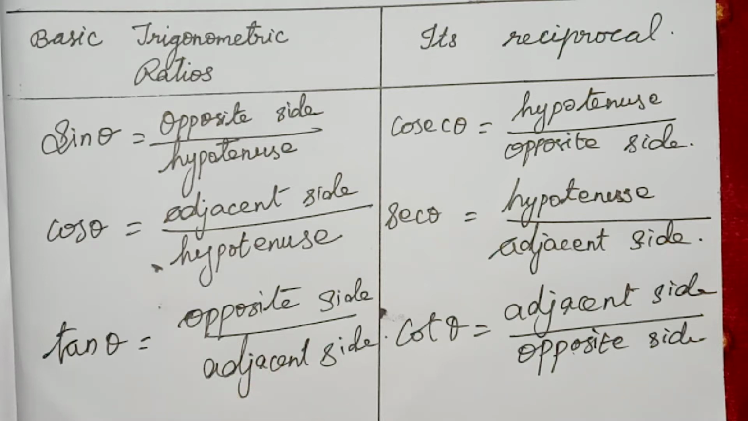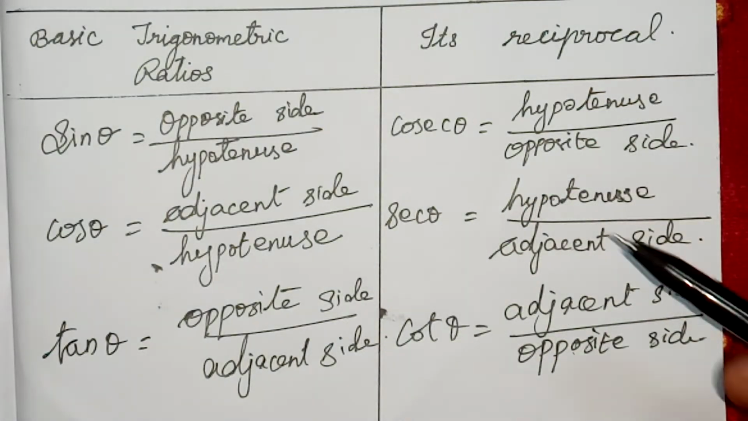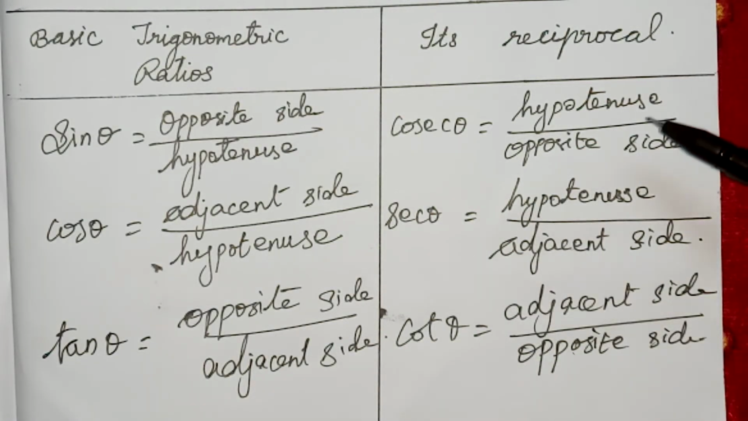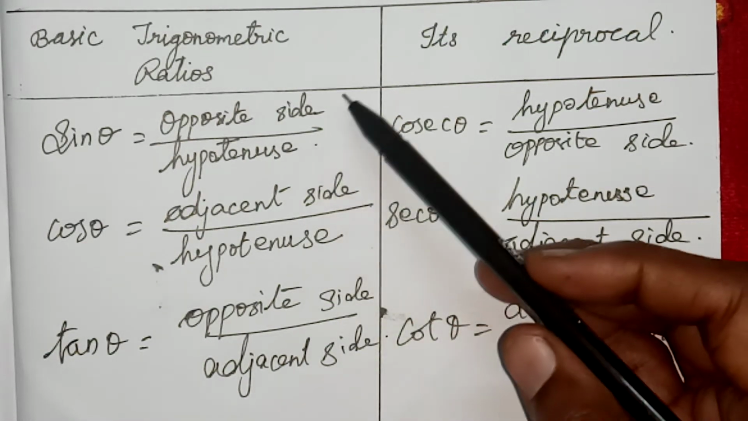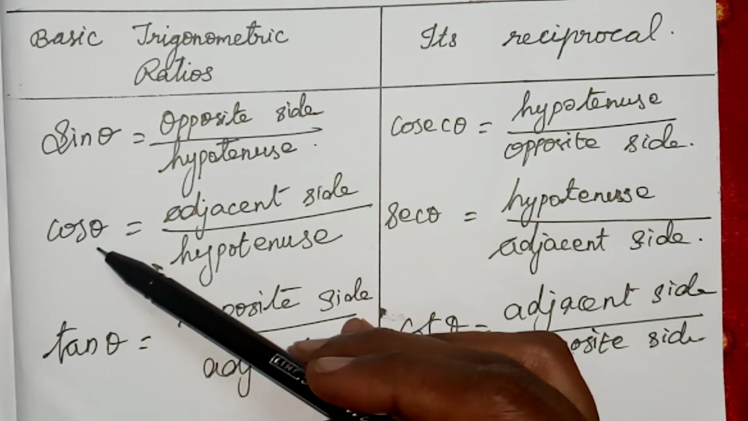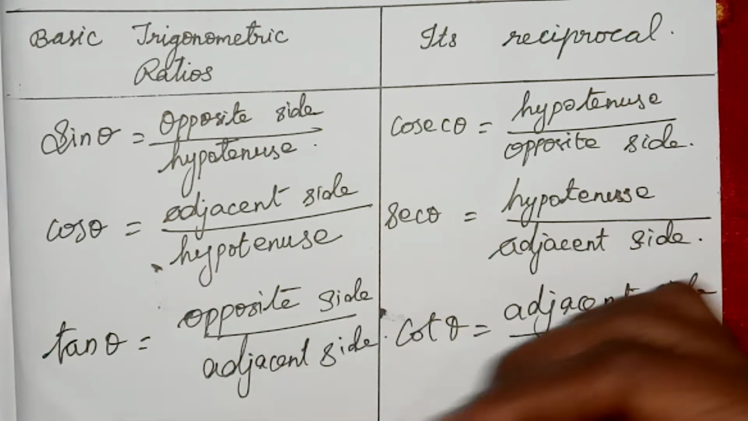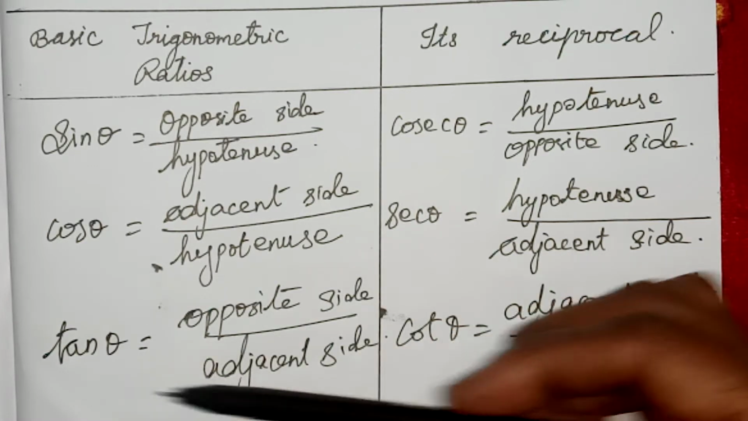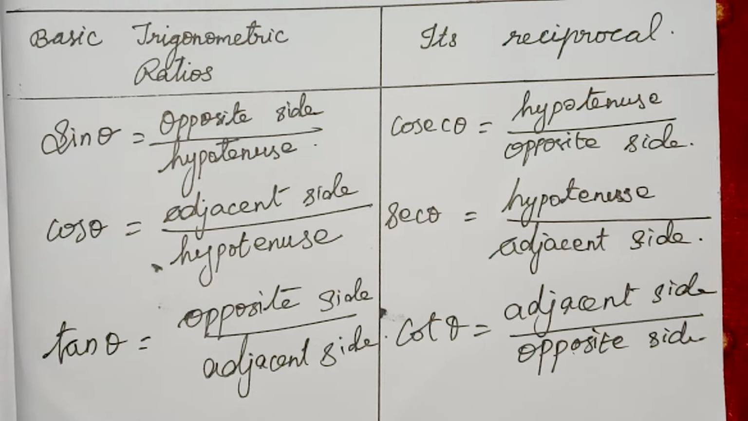Sin theta is opposite side by hypotenuse. Cos theta is adjacent side by hypotenuse. Tan theta is equal to opposite side by adjacent side. Next, cosecant theta is the reciprocal of sin theta, so hypotenuse by opposite side. Secant theta is the reciprocal of cos theta, so secant theta is equal to hypotenuse by adjacent side. Cot theta is the reciprocal of tan theta, so cot theta is equal to adjacent side by opposite side.